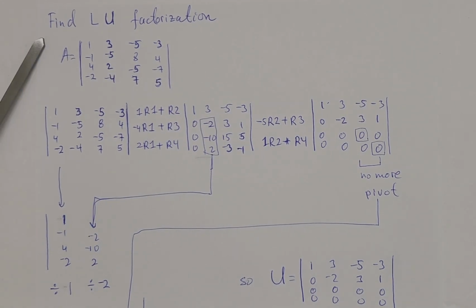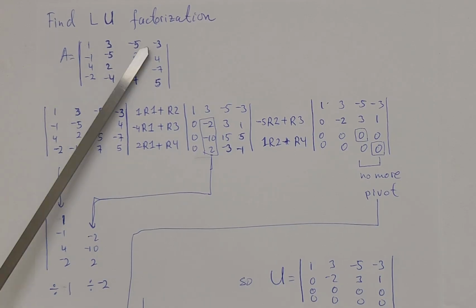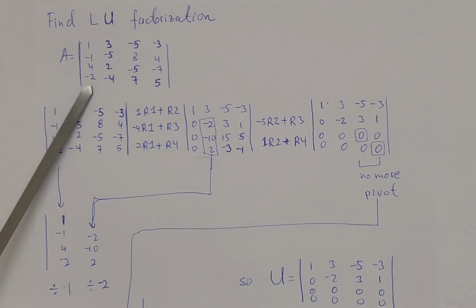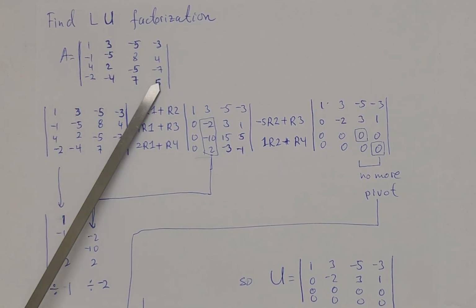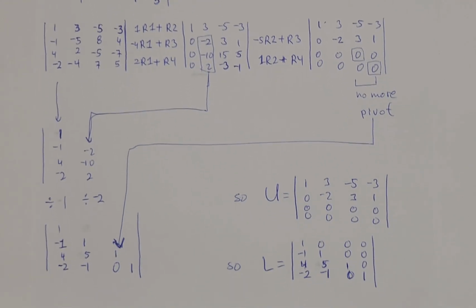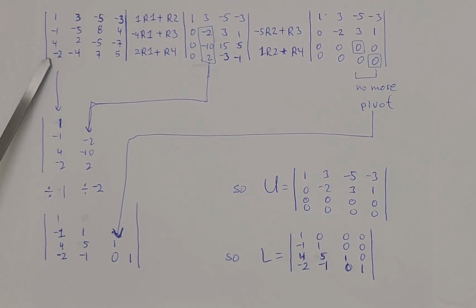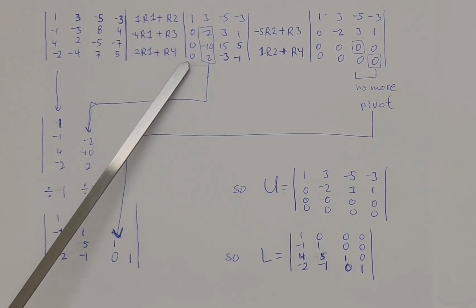This lesson is find LU factorization with a 4x4 matrix. So 4 rows and 4 columns. So 4x4. I'm going to rewrite the original problem here. Next, we need to get this -1, +4, -2, so that it becomes 0, 0, 0.